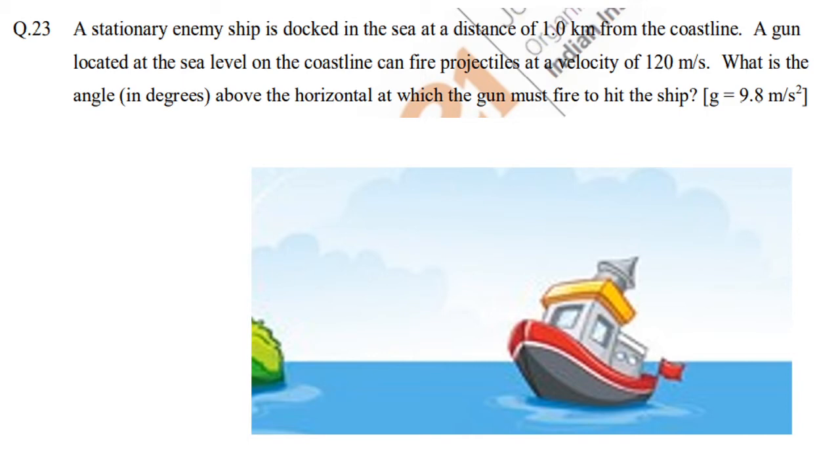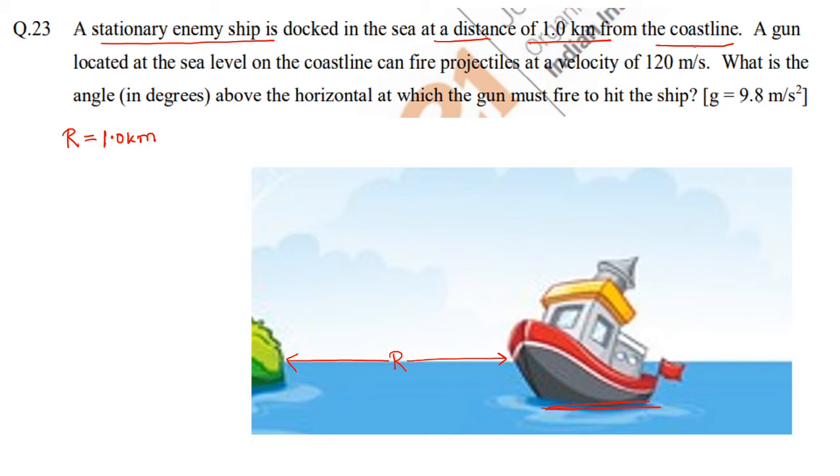So suppose here is a ship, which is at a distance of, suppose, R from the coastline. Given is R equal 1.0 kilometer. See here is the stationary enemy ship in this position, and it is at a distance 1.0 kilometer from the coastline. So R is given as 1.0 kilometer, right?